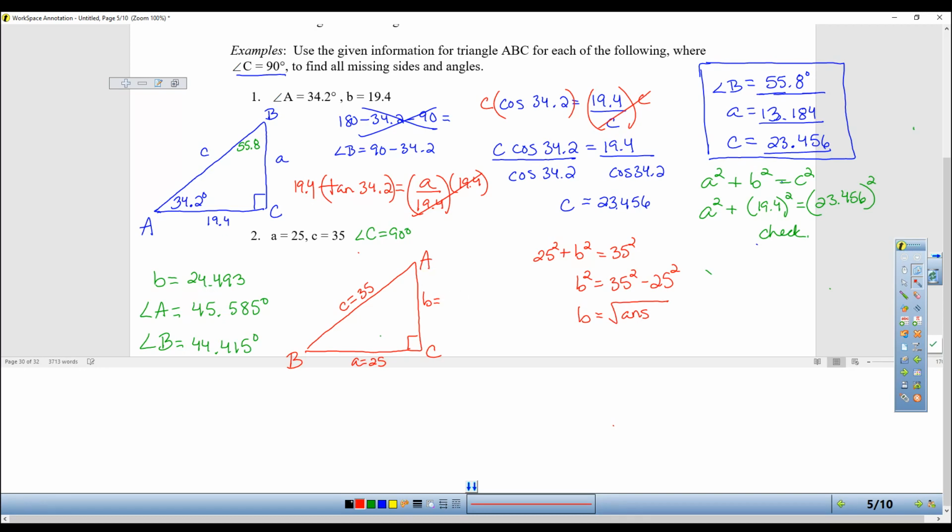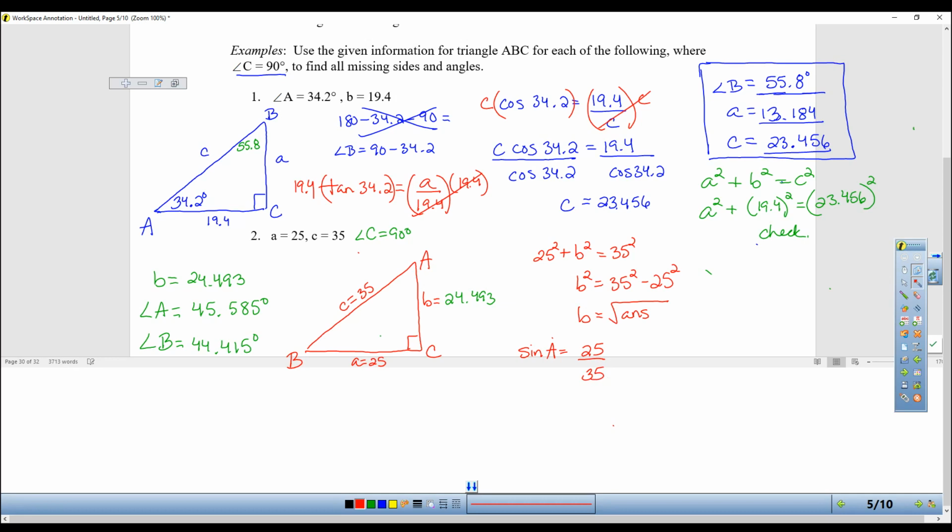So now I have that, but I'm going to put it in a different color. And I'm going to do that to remind myself that that is something I found, not something that was given to me. So if I only want to use given information to find the angles, I should really stick to using A and C. So how can I use A and C? Well, if I'm looking for angle A, then that would be opposite over hypotenuse. So sine of A is opposite over hypotenuse.